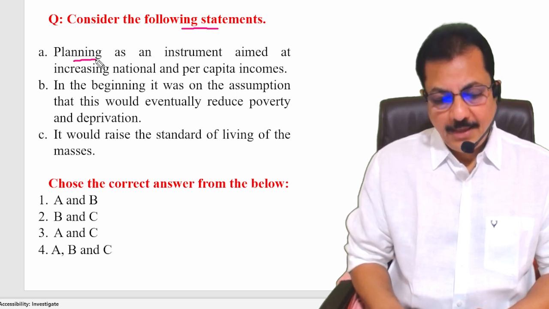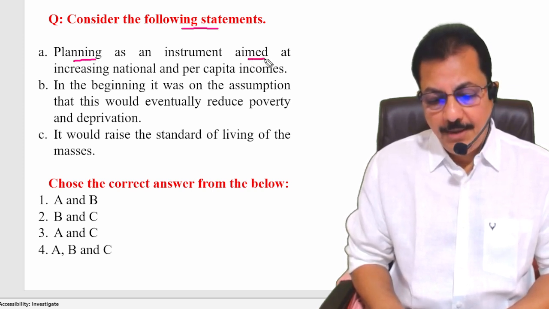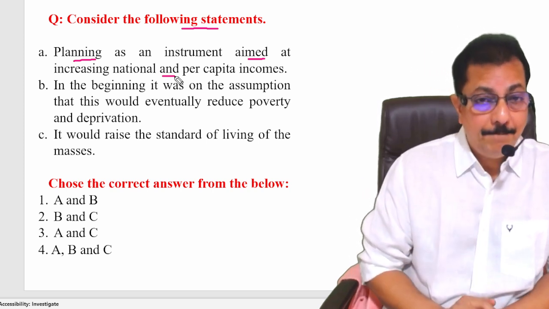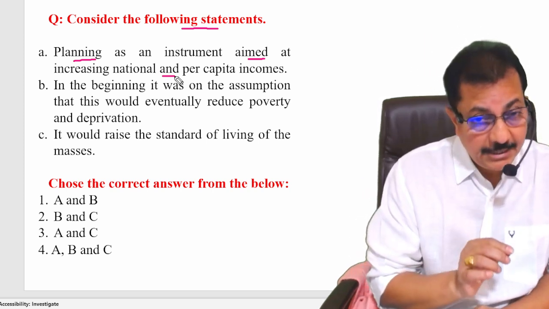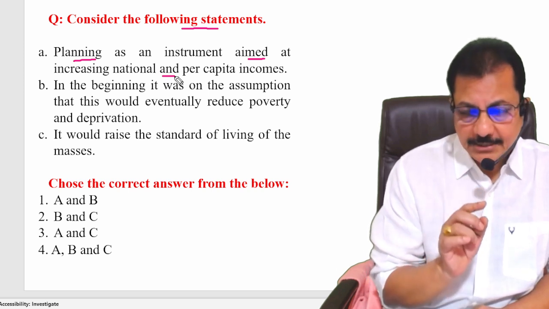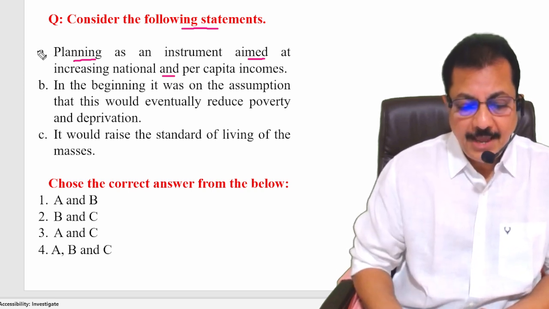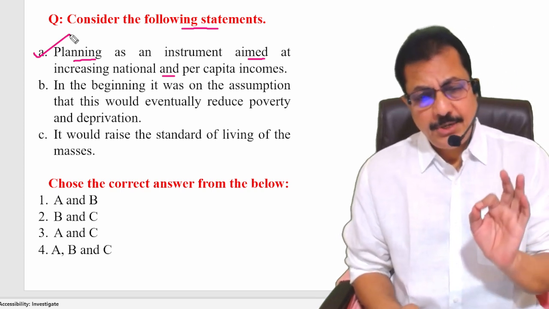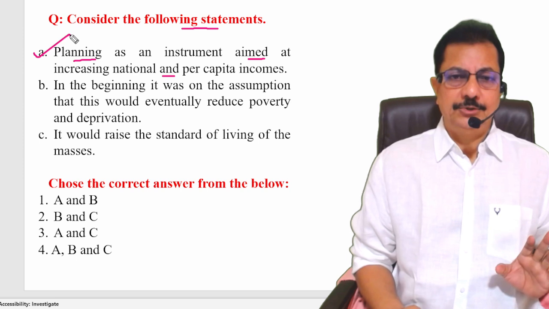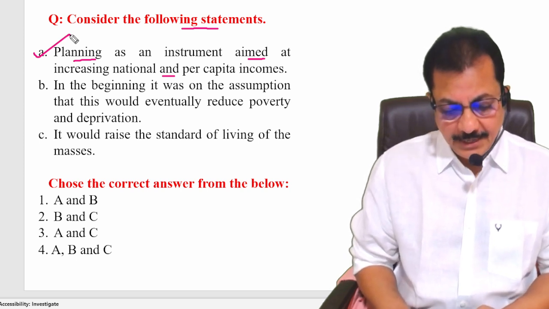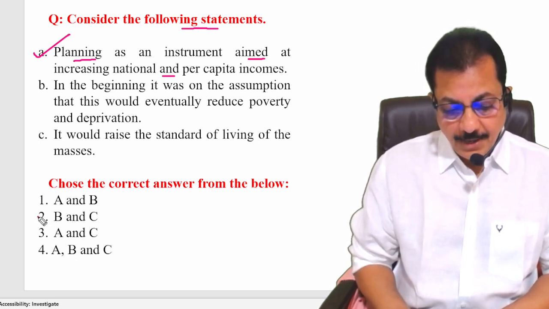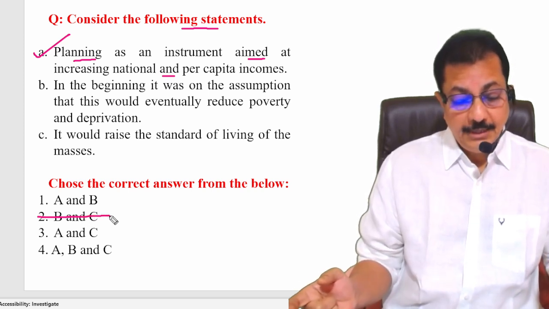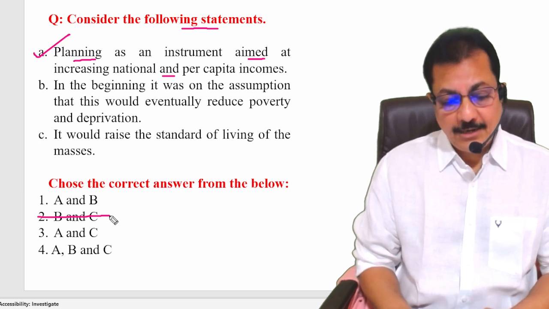Planning as an instrument aimed at increasing national income and per capita income. Yes or no? Even during yesterday's class, we have discussed that planning is an instrument that is aimed at increasing national and per capita incomes. Clear? So statement A is correct. Then obviously my answer is not option 2 because A is not there. Is that clear? Now let's read the second one.